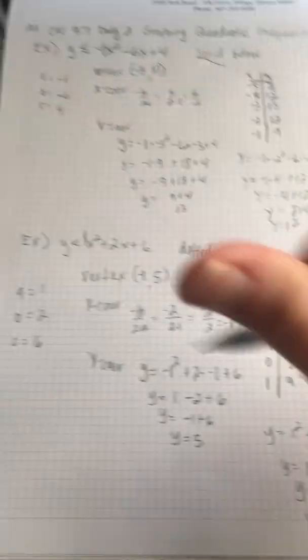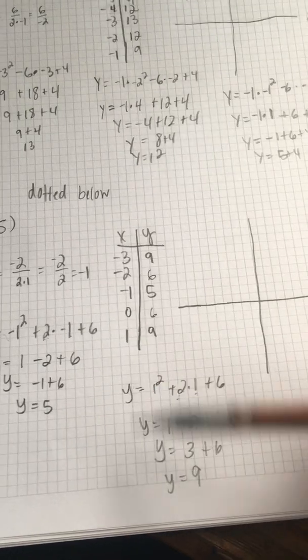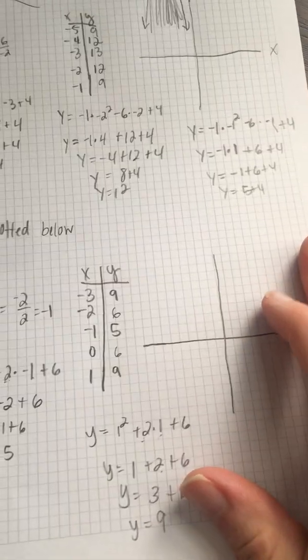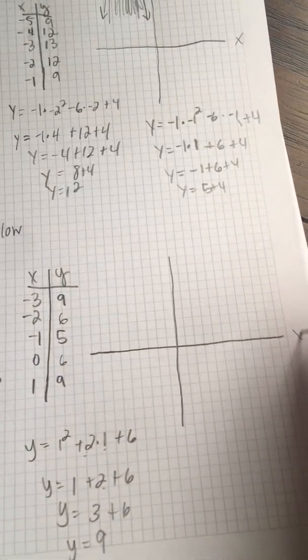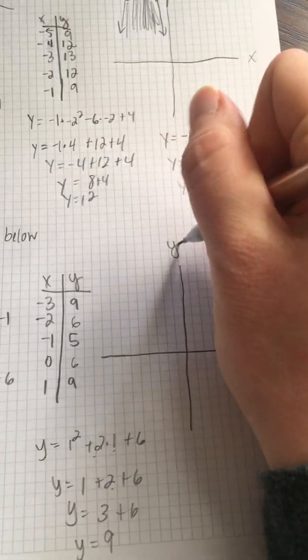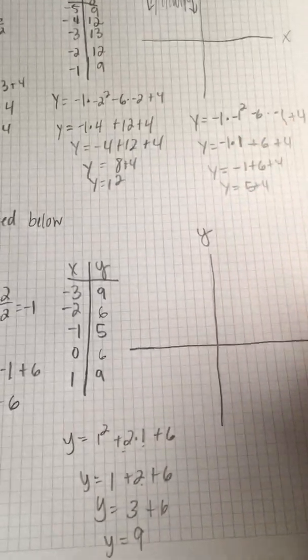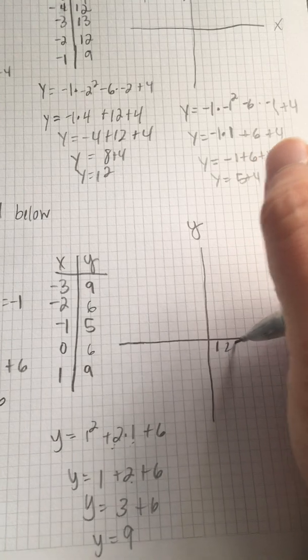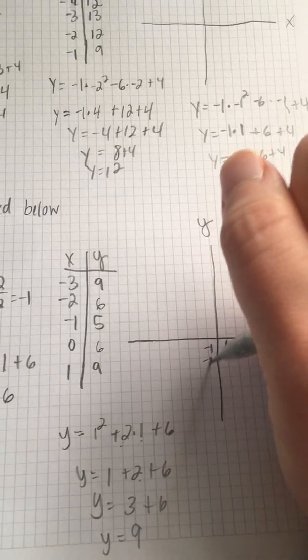My table's complete. I've shown all of the work necessary. A lot of students were leaving off this piece. I need to see that. This is the x-axis, this is the y, and you can put your tick marks and numbers. I should probably just show my numbers that I'm counting by ones.